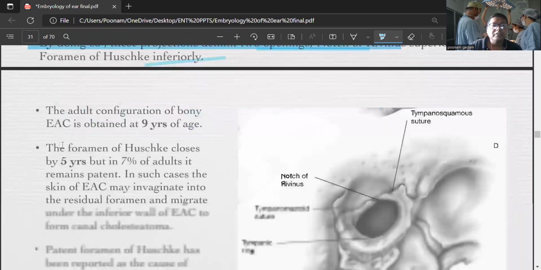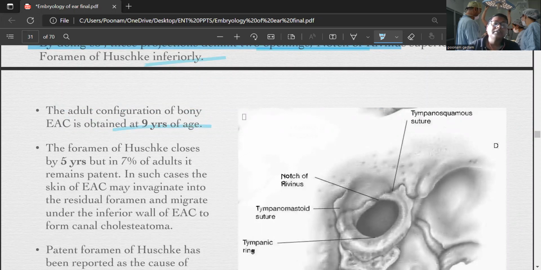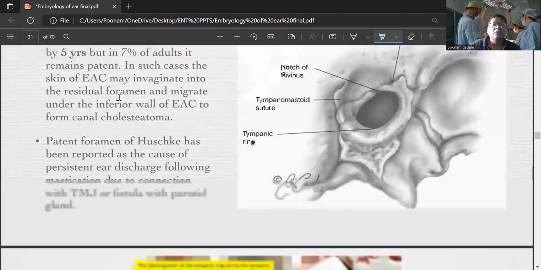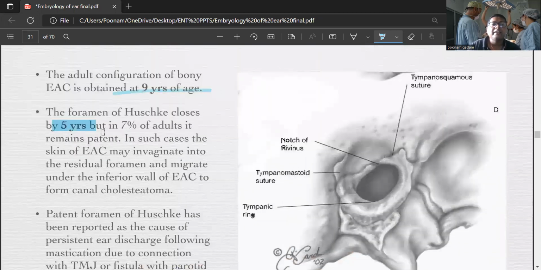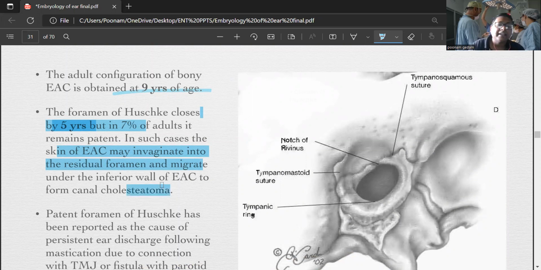So, the adult configuration of the bony EAC is obtained at 9 years of age. The foramen of Huschke closes by 5 years, but in 7% of adults it remains patent. In such cases, the skin of the EAC may invaginate into the residual foramen and migrate under the inferior wall of the EAC to form canal cholesteatoma.